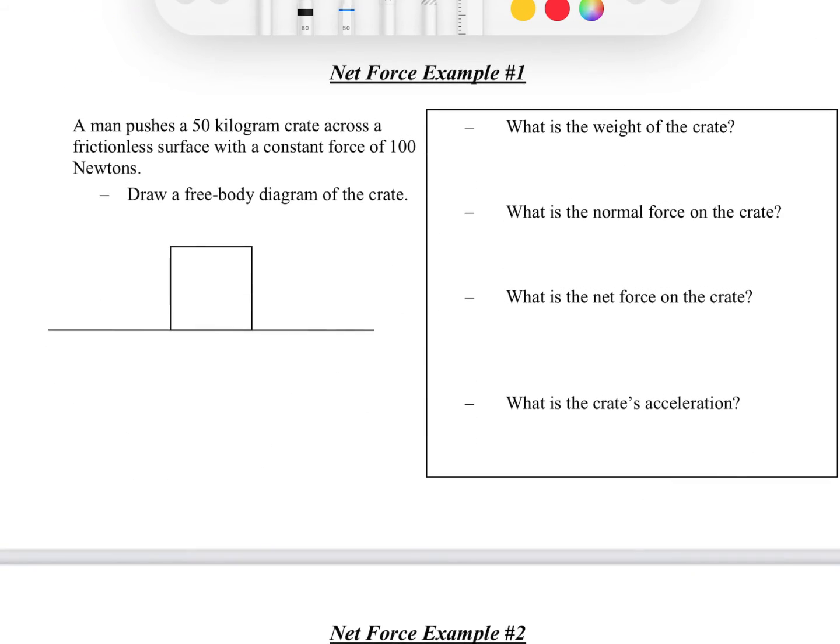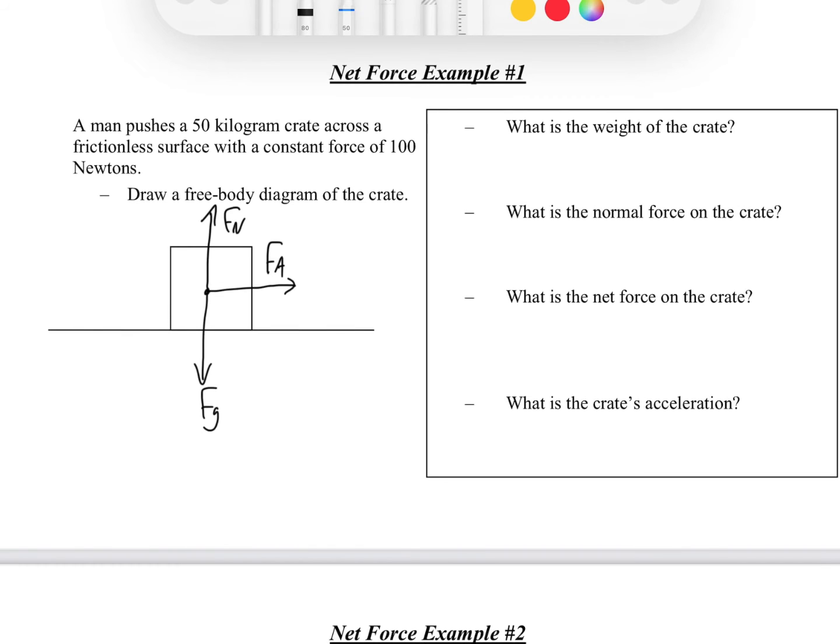All right, so let's take a look at another example. So now we have a man who pushes a 50 kilogram crate across a frictionless surface with a constant force of 100 newtons. So now we want to draw a free body diagram of the crate. So we have our 50 kilogram crate. So we got Fg going down, and upwards we have our normal force. And he is exerting a force to the right, our applied force, across a frictionless surface.